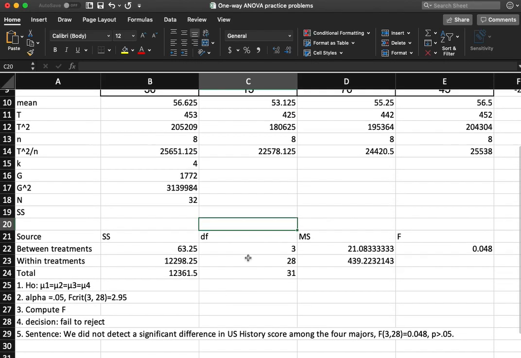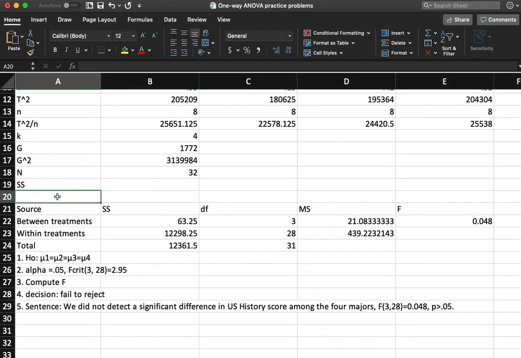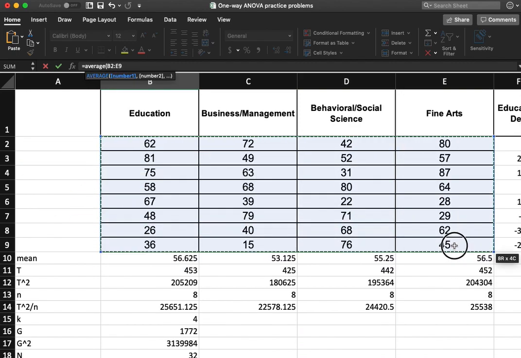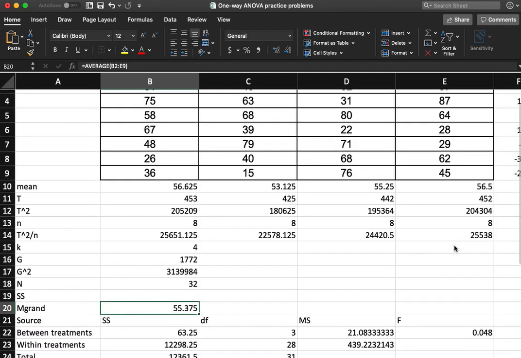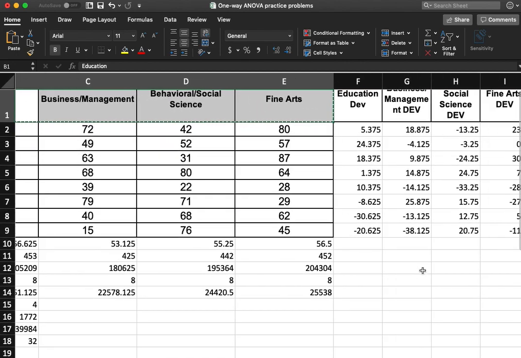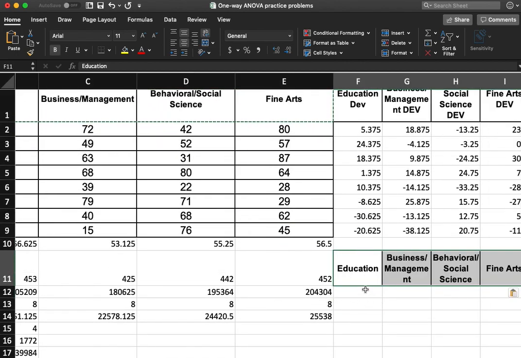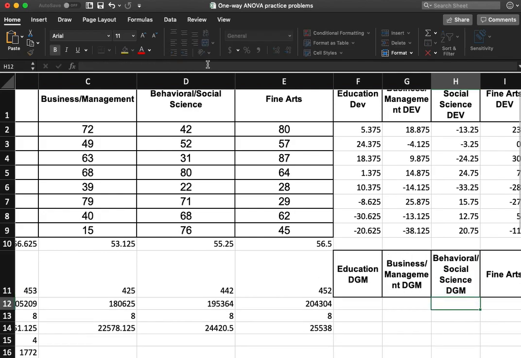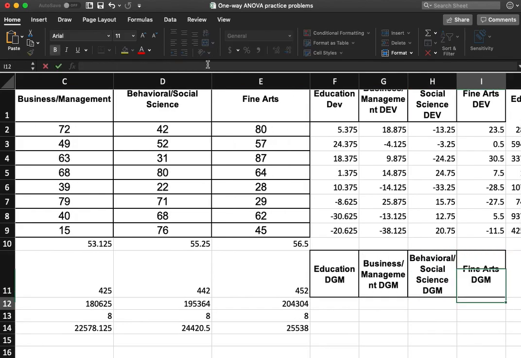I do want to do one more thing here. I want to compute the grand mean, which we haven't done yet in these problems. It's the average of all the scores. And what we can do with this grand mean is, I'm going to copy these labels down here, just make a little bit of extra space. And these are going to be deviations from the grand mean this time. Business management, deviations from the grand mean. Behavioral social science, deviations from the grand mean. And fine arts, deviations from the grand mean.